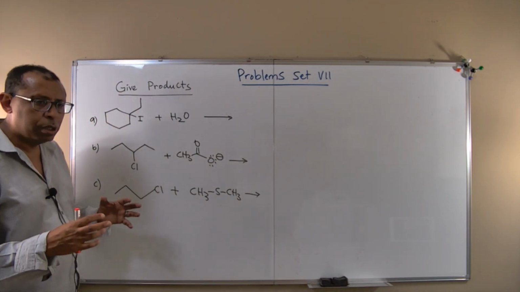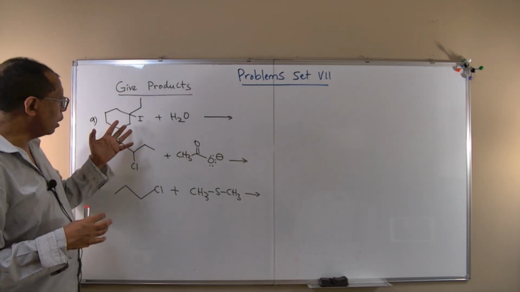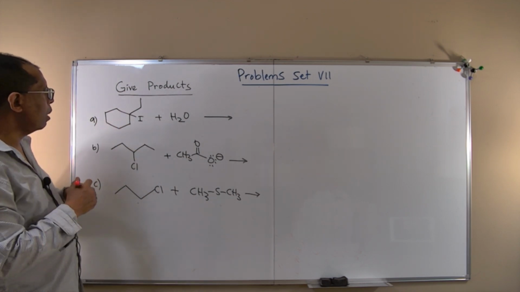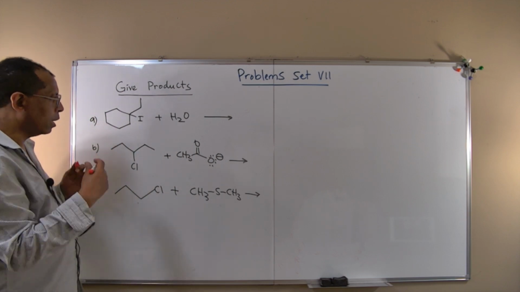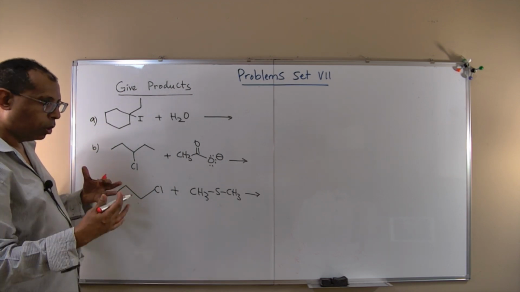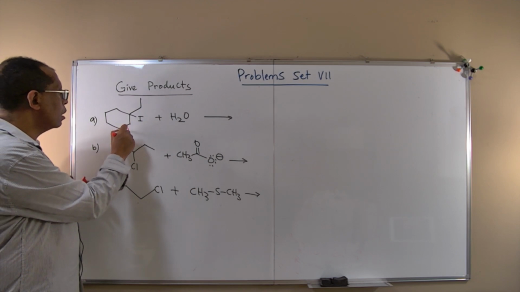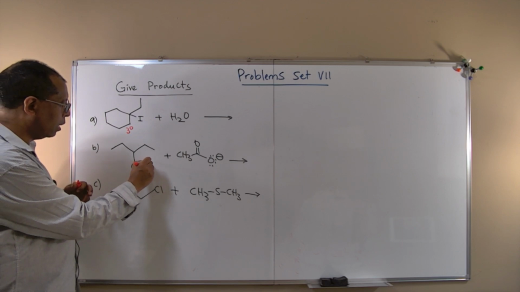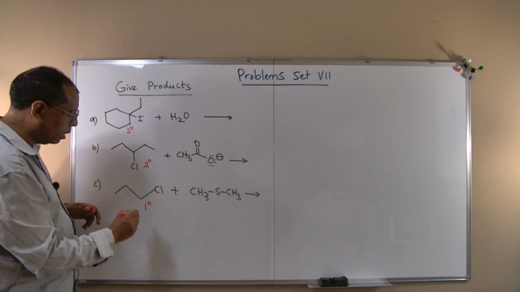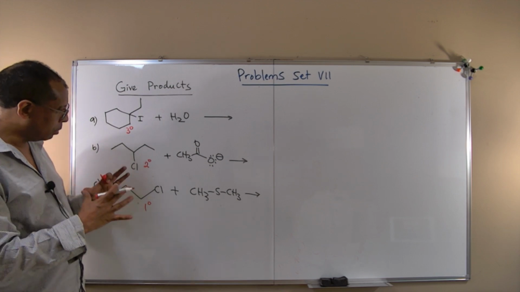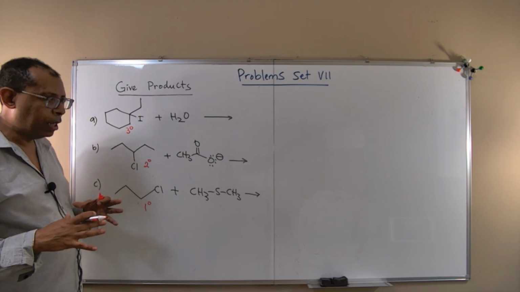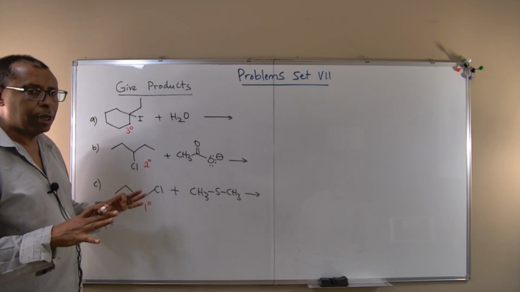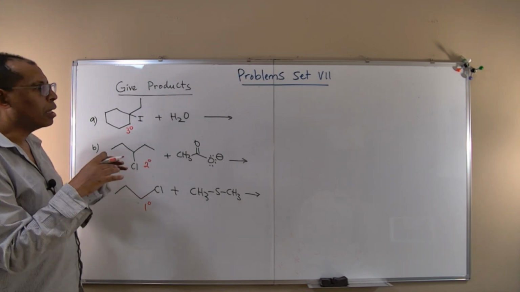So I will just characterize what kind of electrophile we have. This is a tertiary type. I will also characterize the alkyl halide. So in the meantime, you study more of the concepts. This is a tertiary one. This is a secondary alkyl halide. This is a primary alkyl halide. So the nature of the alkyl halide is also important in the reactivity of the reaction. But right now, that's not the concern. We are just giving products.